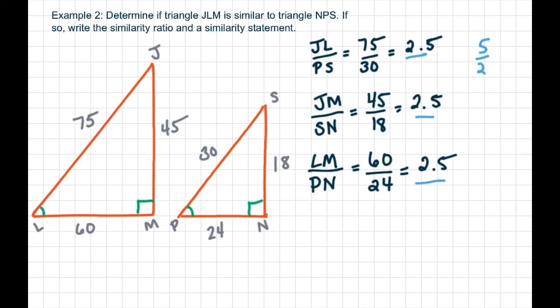Yes. All the sides are proportional, and all of the corresponding angles are congruent. So then, when I write my similarity statement, I'm going to write triangle LMJ is similar to triangle PNS. And the similarity ratio is 2.5 or 5/2.